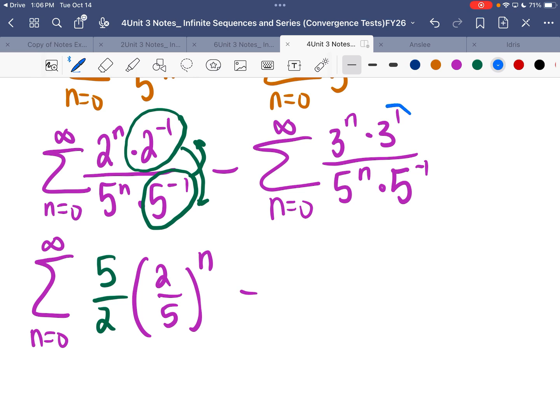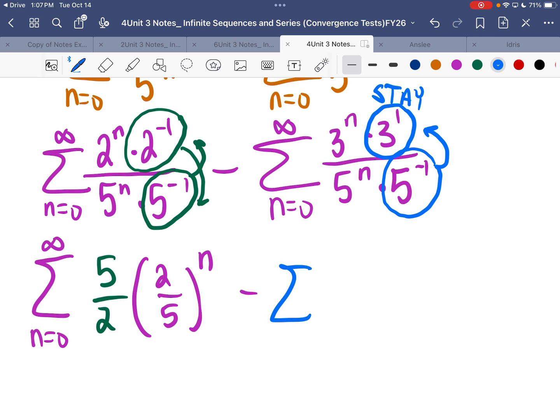What's going to happen to the 3 to the 1? It's going to, no. It's going to stay because it's to the positive 1. Tricked you. And then 5 to the negative 1. It's going to go to the top. So you're going to get 15.